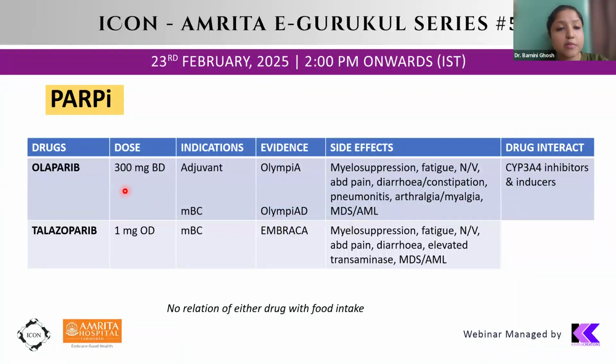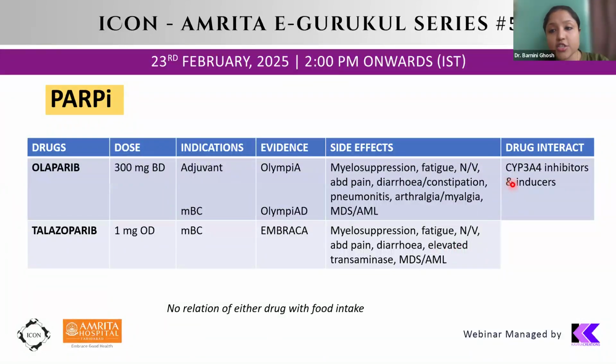So the dose of olaparib is 300 mg twice daily. That of talazoparib is 1 mg OD. Now, coming to the toxicities which are common to both the drugs, as we can see, are myelosuppression, fatigue, nausea, vomiting, and the risk of secondary MDS or AML. Also, both the drugs may cause abdominal pain and diarrhea. Additionally, olaparib has some risk of pneumonitis, arthralgia, myalgia, and talazoparib may lead to elevated liver transaminases.